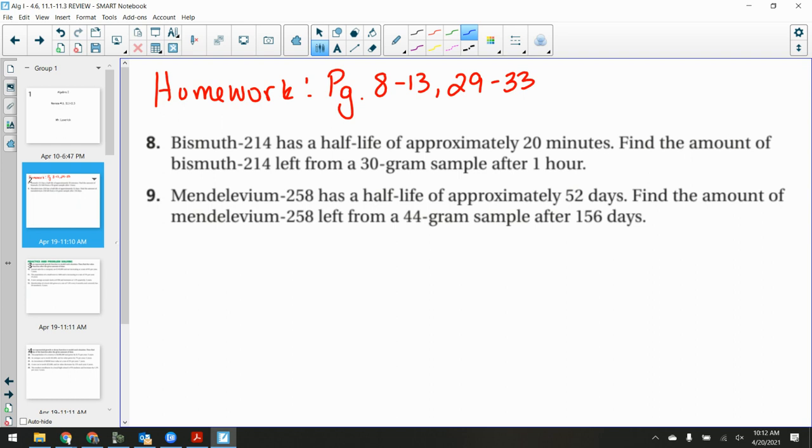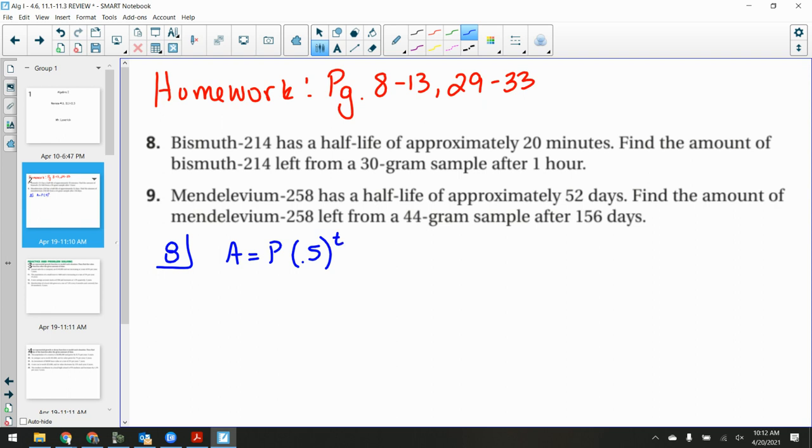All right, number 8 here. I'm just going to show these problems because you might not have gotten this assignment, so I'm just going to show 8 and 9. Bismuth 214 has a half-life of approximately 20 minutes. Find the amount remaining from a 30-gram sample after 1 hour. Remember that the formula is A equals P times 0.5 to the T power.